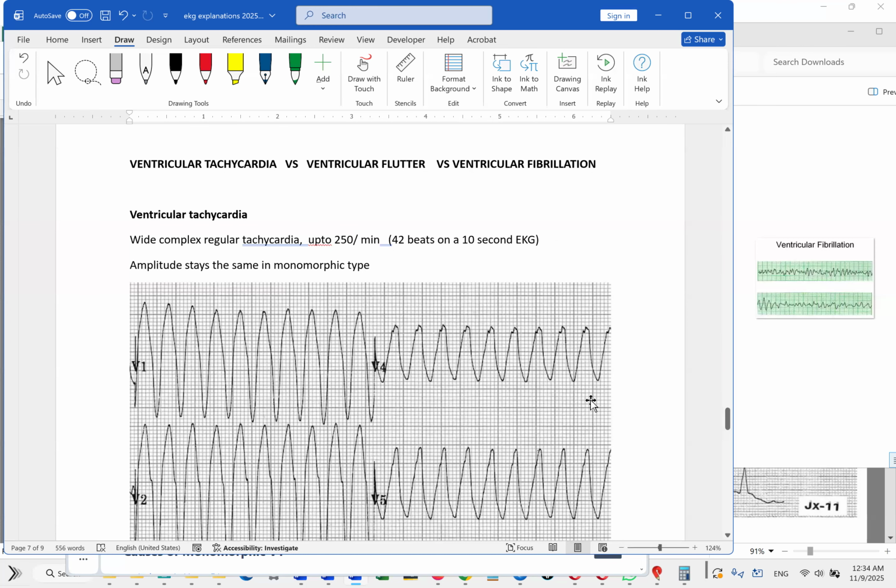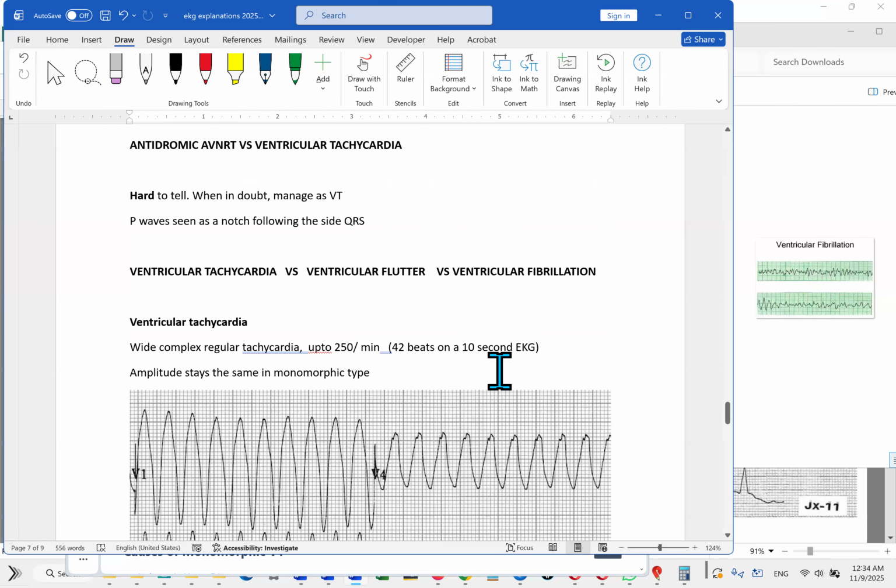Okay, and if you see something like that, it's ventricular tachycardia until proven otherwise. Don't worry too much about AVNRT. First of all, AVNRT orthodromic is rare. Ventricular tachycardia is common. So always assume it's ventricular tachycardia.